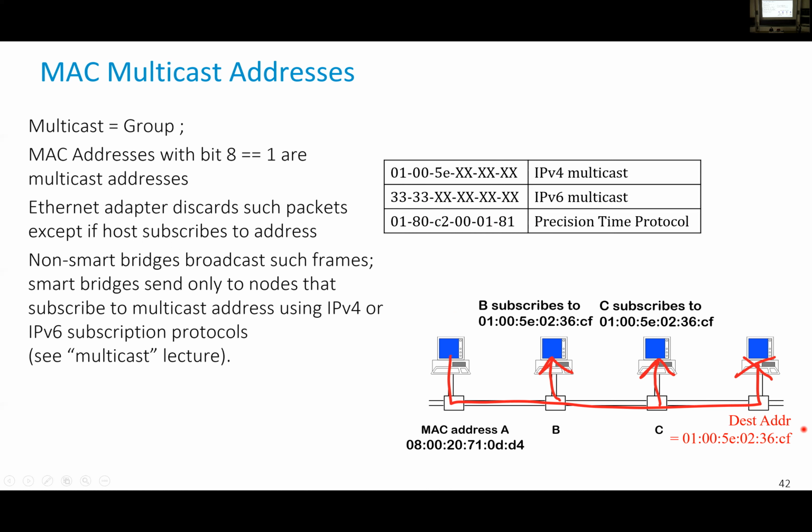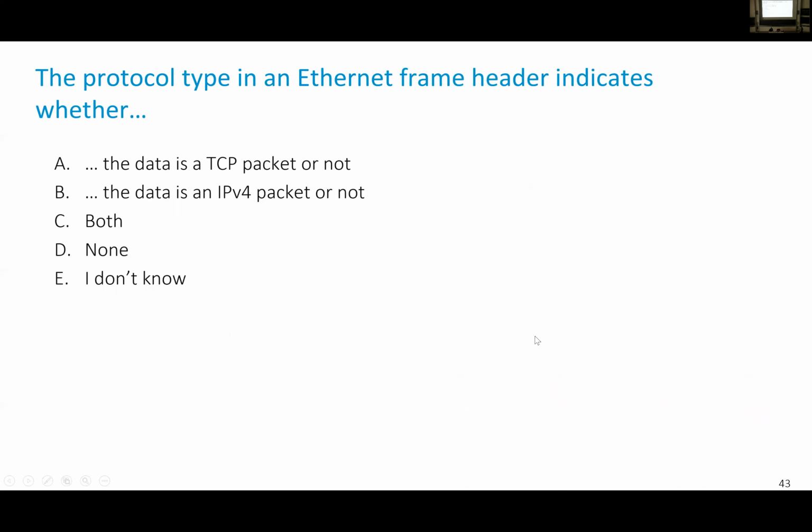Functionally, if the network is a truly shared medium, then multicast simply means that the hardware will filter out all the packets that are not required by this host, because the host doesn't subscribe to them. For example, if it's one of the IPv6 multicasts that we've explained before.